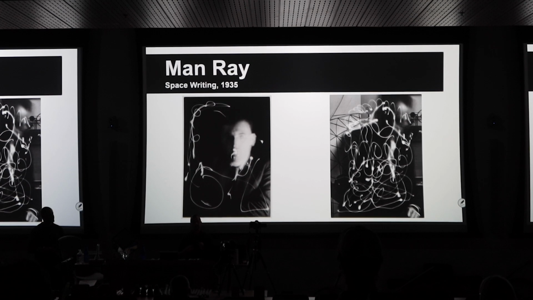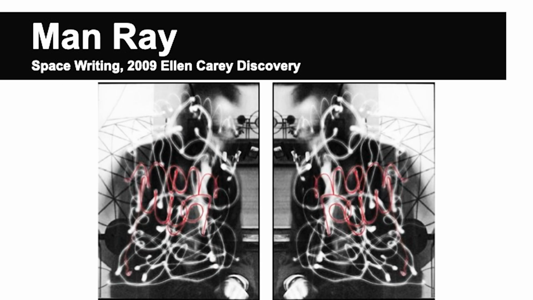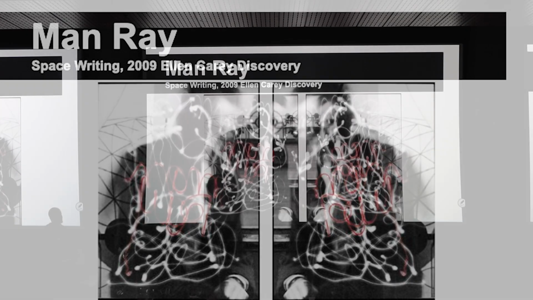In 1935, Man Ray is really the first one to use light drawing as an art form, or explore it as an art form. He did this series called Space Writings. And as you can see, it looks just kind of like random squiggles of light. And it wasn't until 2009, Alan Carey, the photographer, flipped the image and found Man Ray was actually writing out his own signature in light.